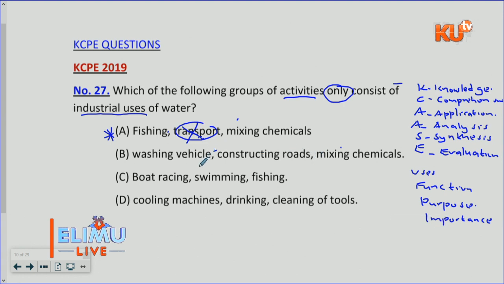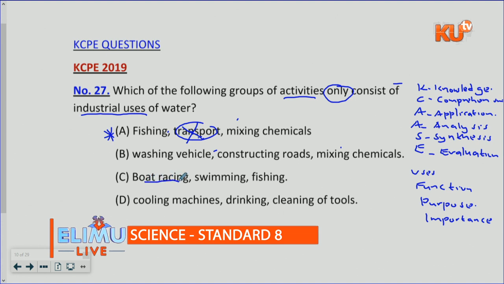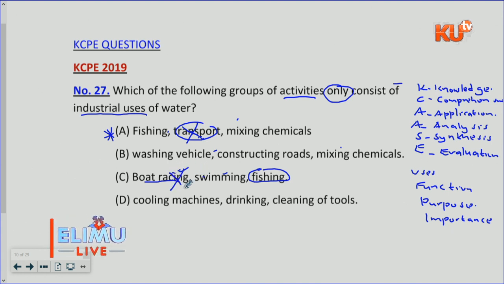I go to choice C. Boat racing, we looked at it, it is a use of water. Where? For recreational purposes, for enjoyment. Swimming is for enjoyment. Fishing for enjoyment. Even if I don't know where it is, we leave it. But because of boat racing and swimming, it is eliminated because you are looking for industrial uses of water. So because of these two, we eliminate choice C. This one cannot be the answer.